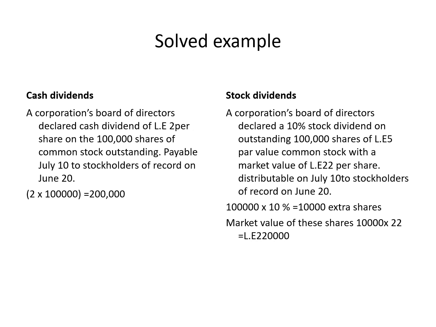For the stock dividends, it's a percentage of the stocks receiving the shares. It says 10%. And we have outstanding shares. Outstanding shares means the shares that are going to receive the dividends: 100,000 shares. The original par value of the share is 5 LE for the common stock. The market value, the market price of the share, is 22 LE per share. And the shares are distributable on July 10 to stockholders of record on June 20.